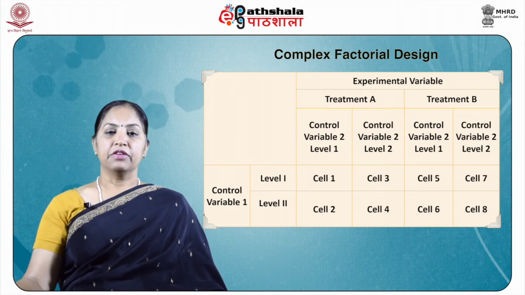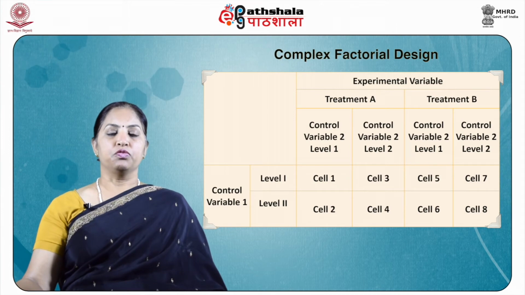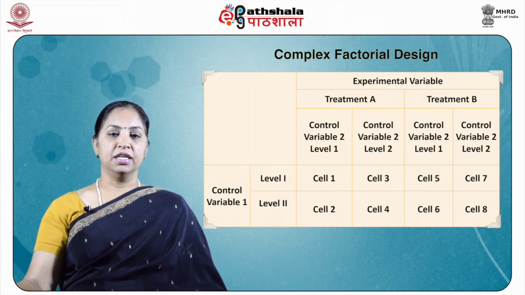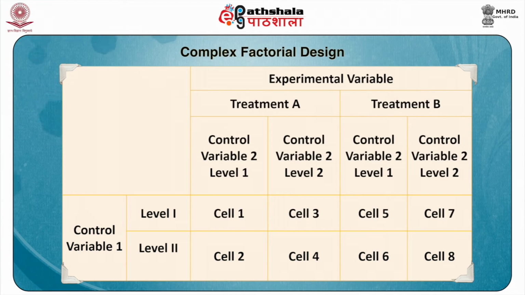An example where 3 factors are there, with one experimental variable having 2 treatments and 2 control variables, each one of which has 2 levels. Such a design would be represented as a 2 into 2 into 2 complex factorial design containing a total of 8 cells. Look at the figure. You can find that there are different levels and control variables of the different factors involved. This is the complex factorial design where, for one level, there will be 2 cells. With the number of levels increasing, we will find that the number of cells also increases.